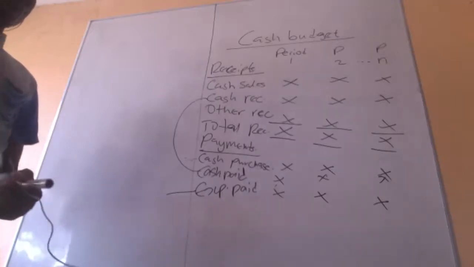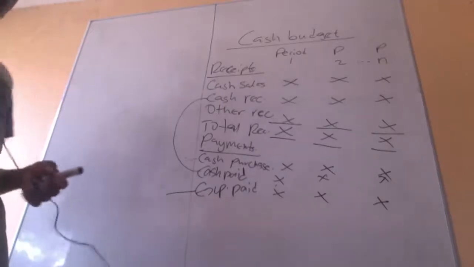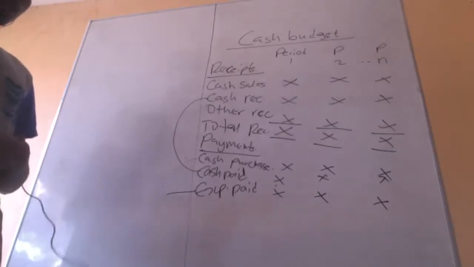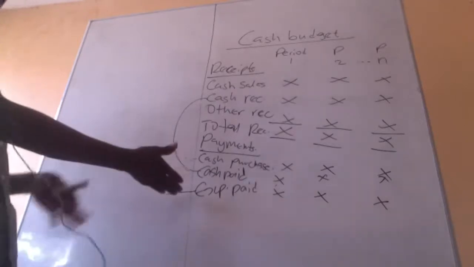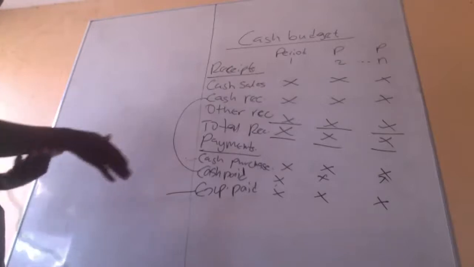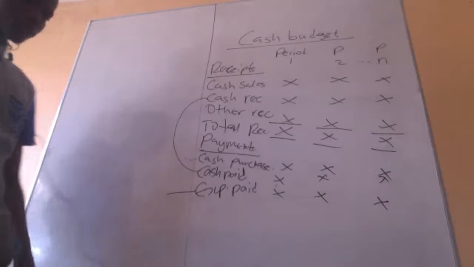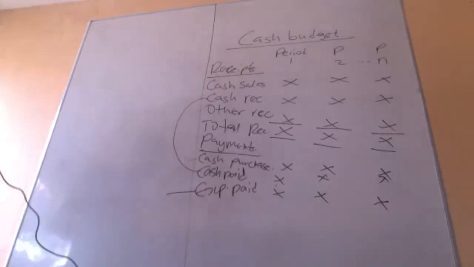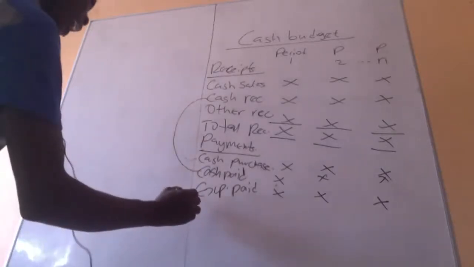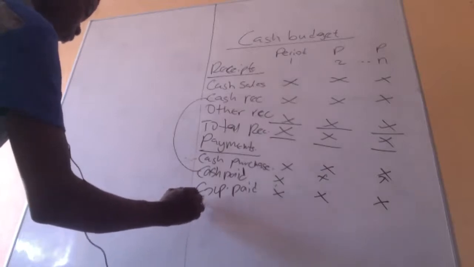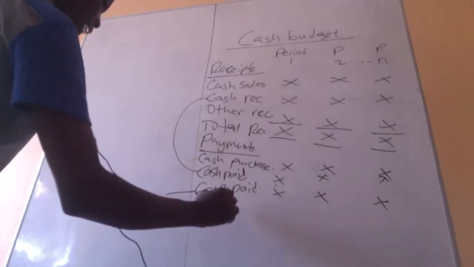So from the cash flow perspective, the same rule that we saw under the cash flow should apply here. The expenses paid. So that is it. Good. Then here too, you have other payments.